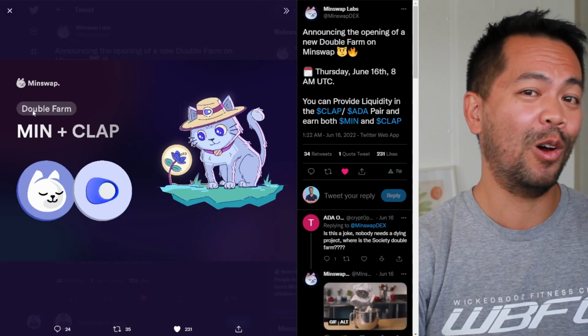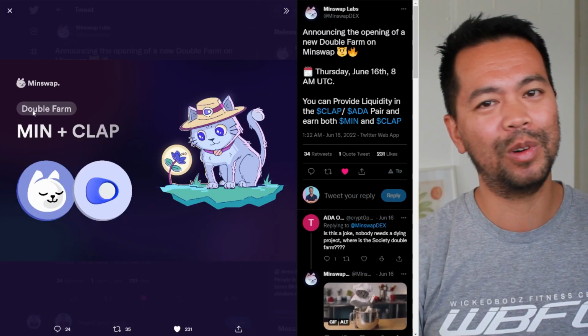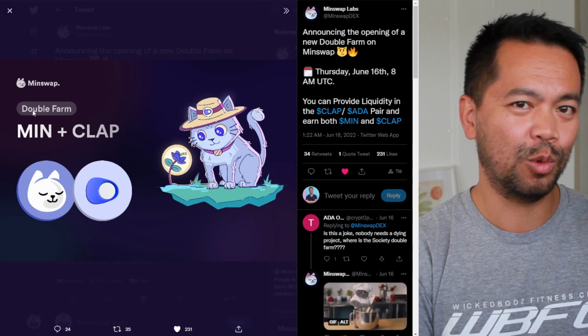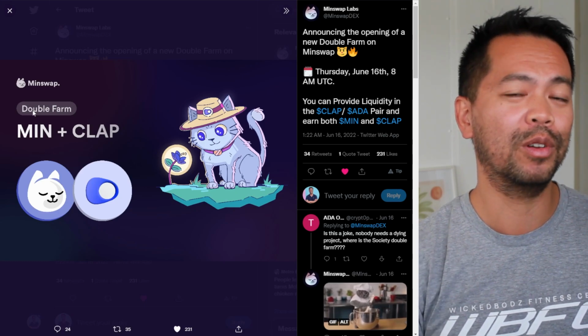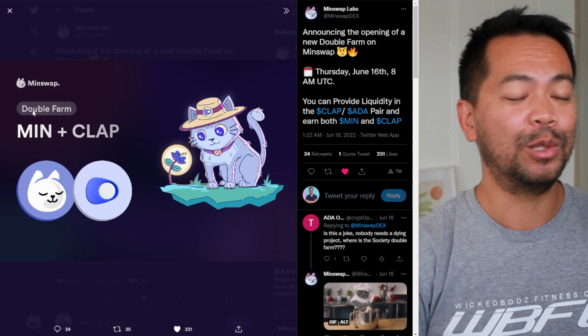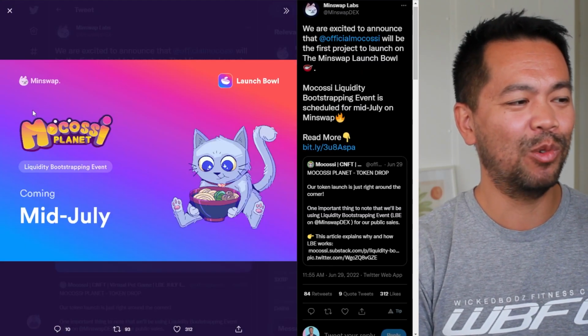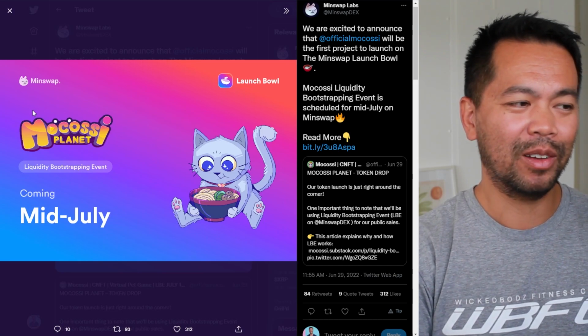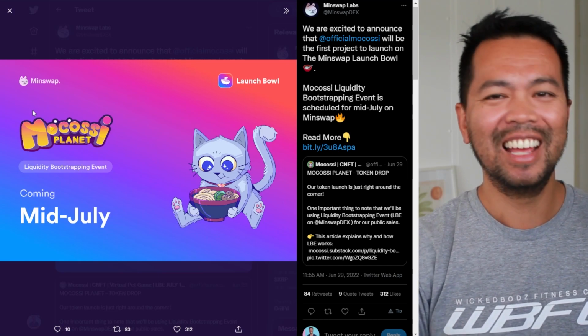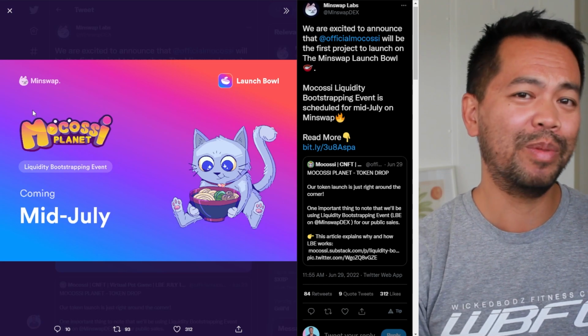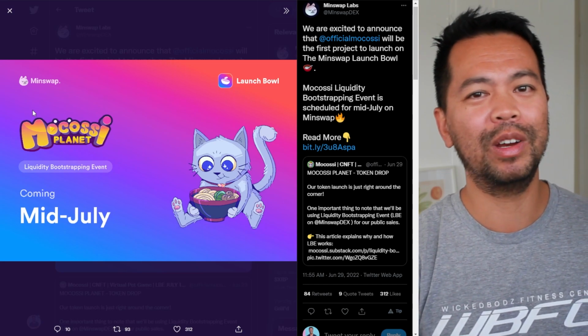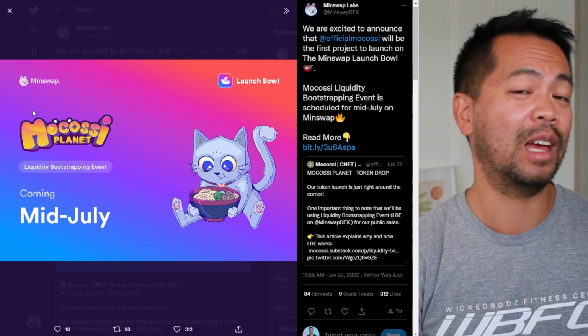Absolutely amazing. We also have clap tokens. So if you own some clap tokens, you can provide liquidity there, get those tokens to work before you're going through a voting process on their DAO as well. We also have Society, which came in recently, and a couple more. Mikosi, Makosi Planet. They're doing that in LBE, a full LBE where you'll be able to provide liquidity, get some of their tokens at a really fair price as well.